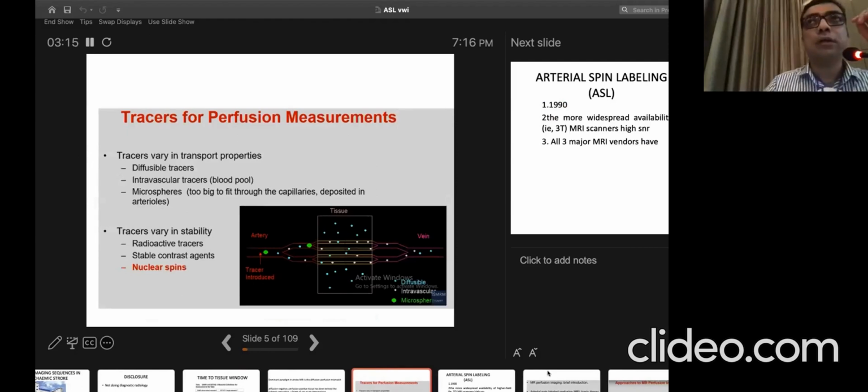We started this a couple of years back, or less than that. All perfusion measurements need a tracer agent, whether it's a contrast or the nuclear spin.